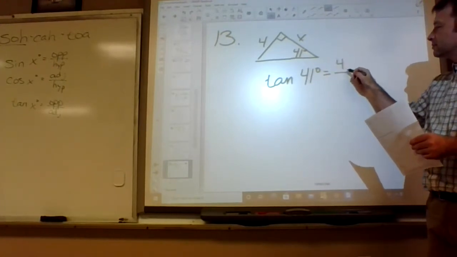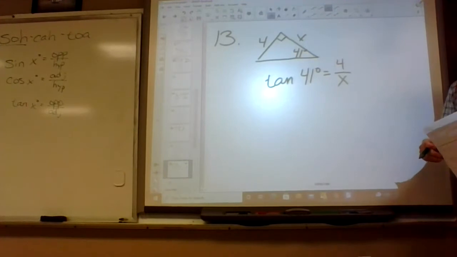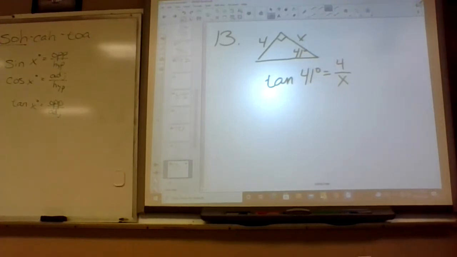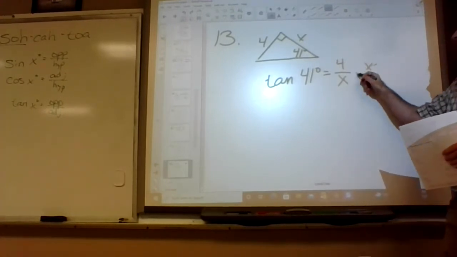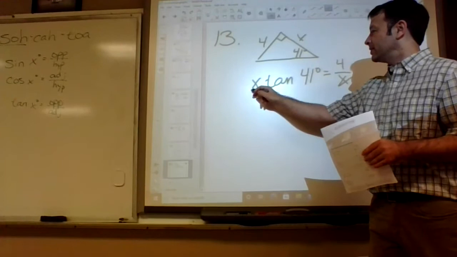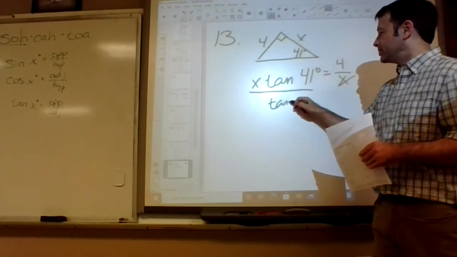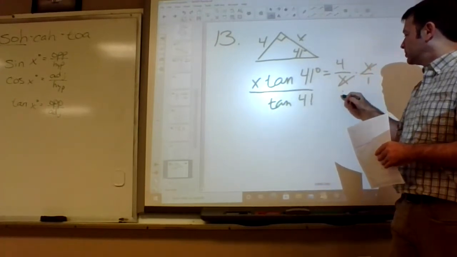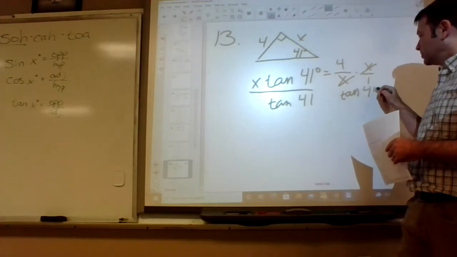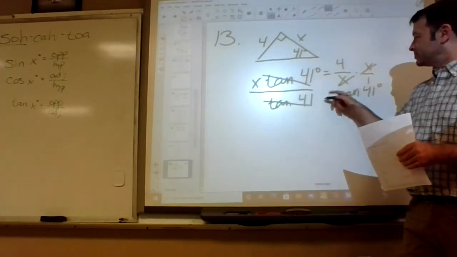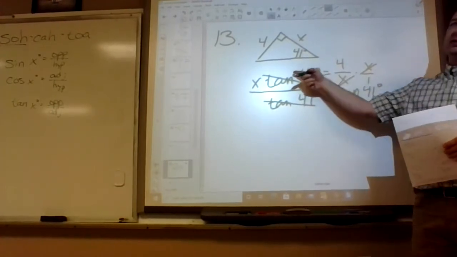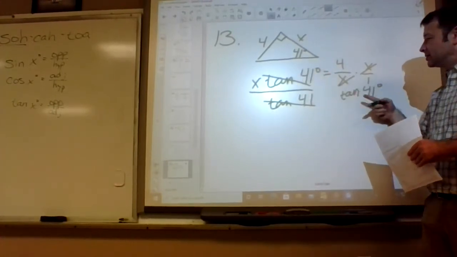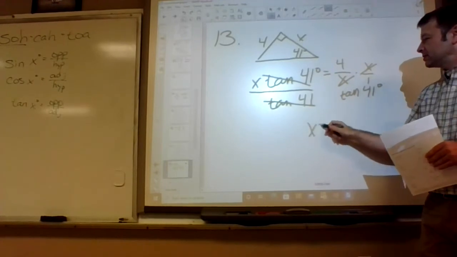Okay, and then you divide. When x is on the bottom, basically what's happening is we're multiplying by x to put it on top over here, and then we're dividing by tangent of 41. So x equals 4 divided by tangent of 41. The x and the tangent of 41 switch places. That's what happens.